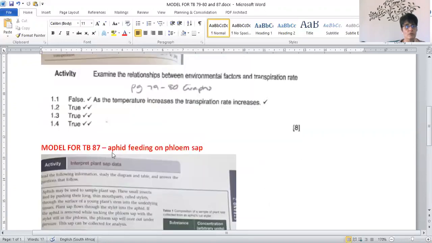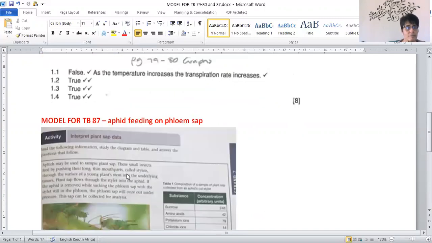Next one, the model for page 87, the aphid feeding on the plant sap. It's a very nice little question, kind of brings everything together. So it says here, aphids may be used to sample plant sap. In other words, you can use the aphids and get what they suck out of the plant tissue and analyze it.